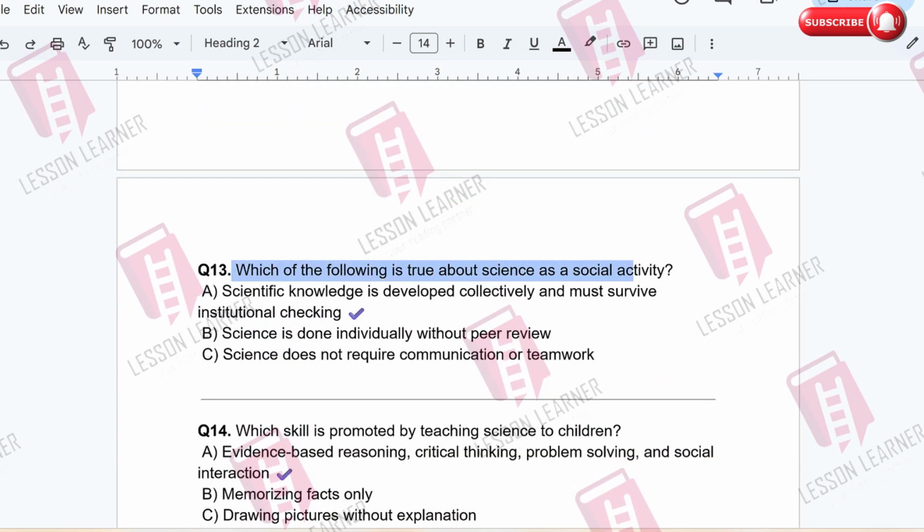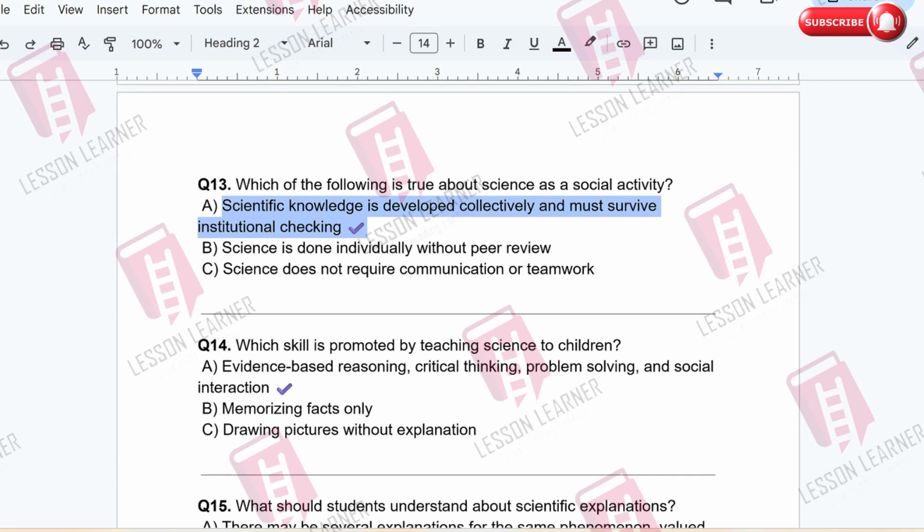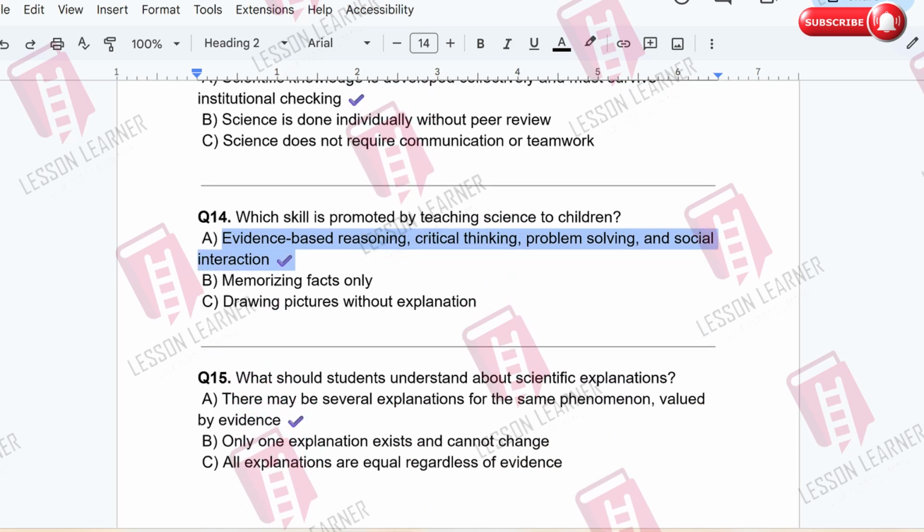Which of the following is true about science as a social activity? Scientific knowledge is developed collectively and must survive institutional checking. Which skill is promoted by teaching science to children? Evidence based reasoning, critical thinking, problem solving, and social interaction. What should students understand about scientific explanation? There may be several explanations for the same phenomena valued by evidence.